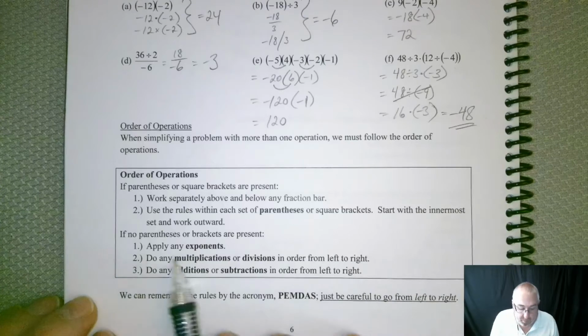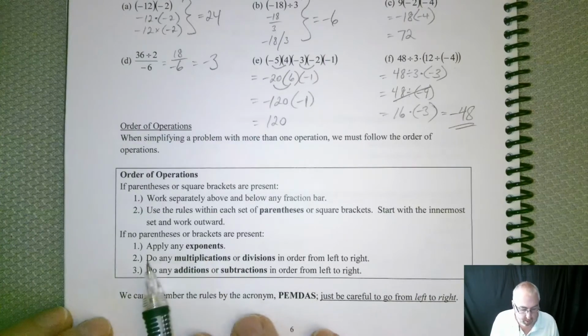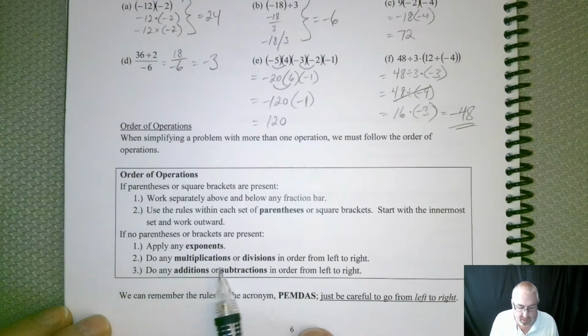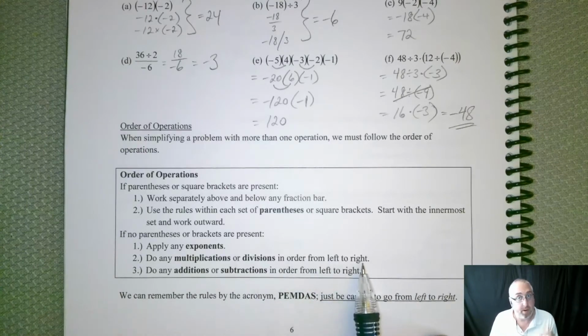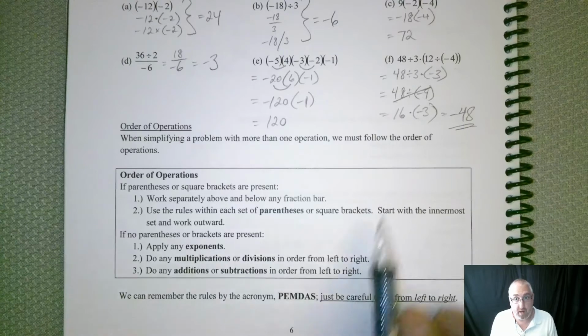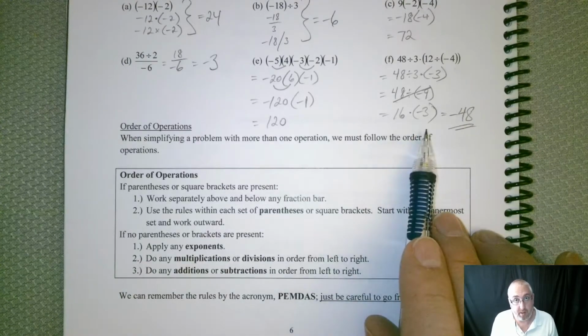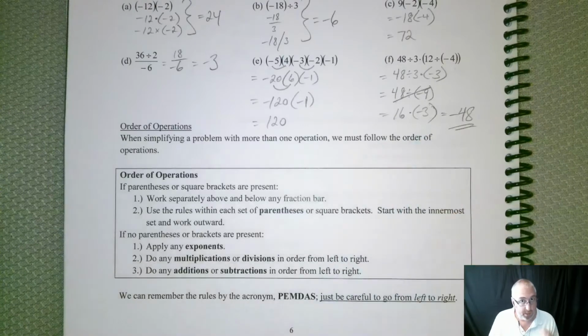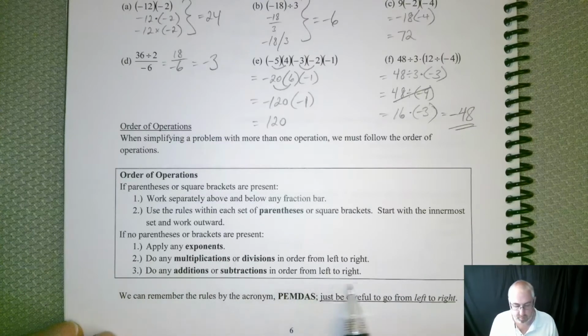Now, if no parentheses or brackets are present, apply any exponents. If you're rusty with exponents, we're going to do a crash course in that, so don't freak out. Number two, do any multiplications or divisions in order from left to right. Remember, we said before, if you do it one way, you're going to get one answer, but if you do it another way, you'll get another answer. So you really have to be careful which order you're doing them. And then step three, do additions and subtractions in order from left to right.